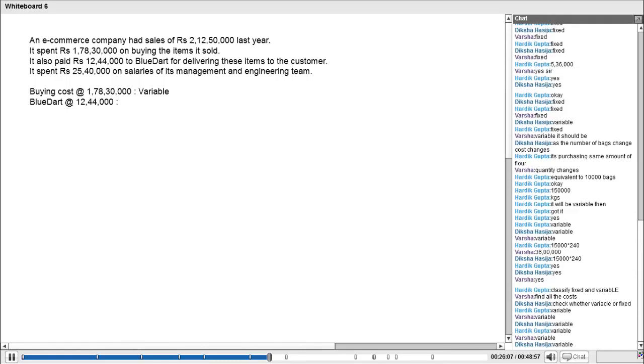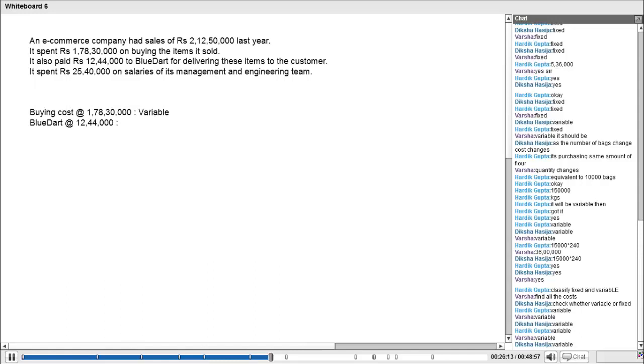Okay, Hardik says variable, Varsha says variable, Diksha says variable, all of you are saying variable. Why is this variable? Suppose again we use the same thing, we had to give 100 orders or 200 orders. So Blue Dart typically, as we know, will charge per order, hence it is a variable cost. Okay, very good.